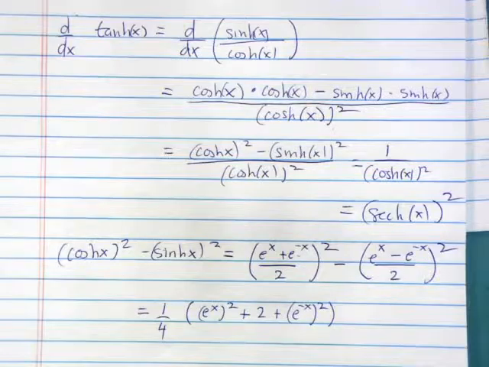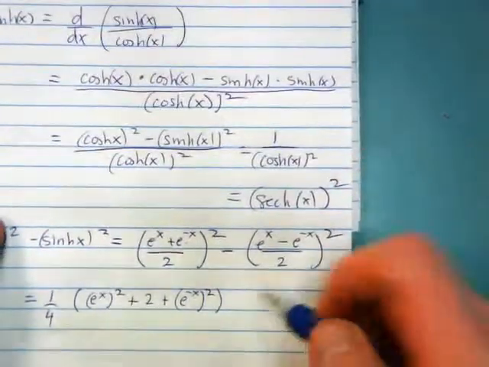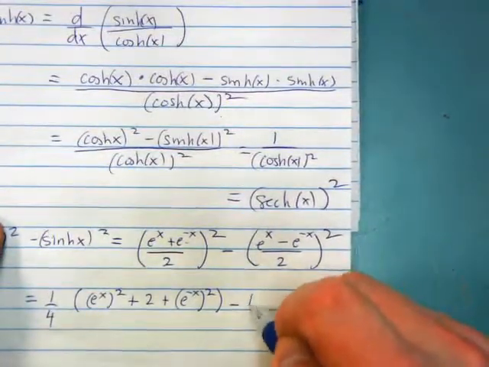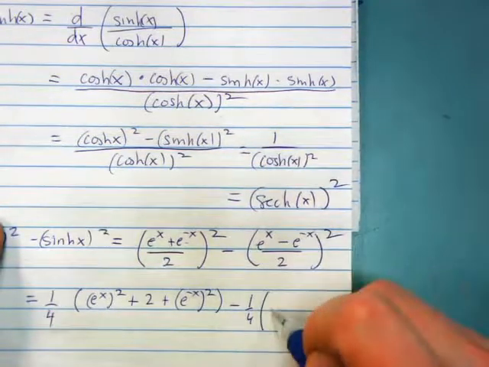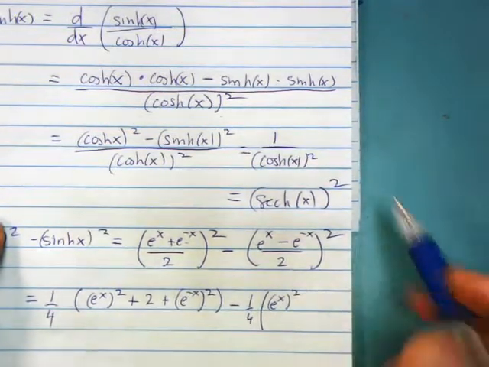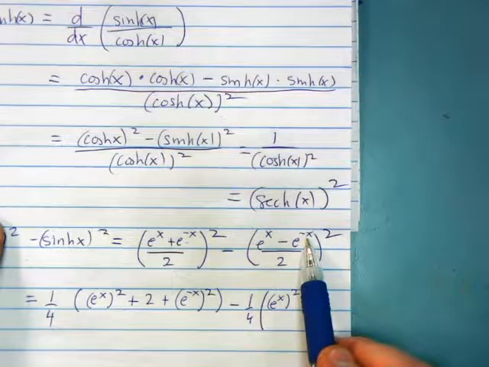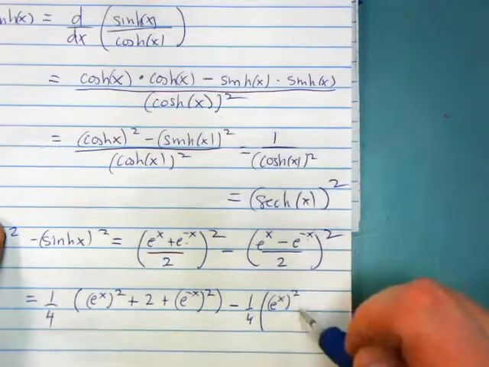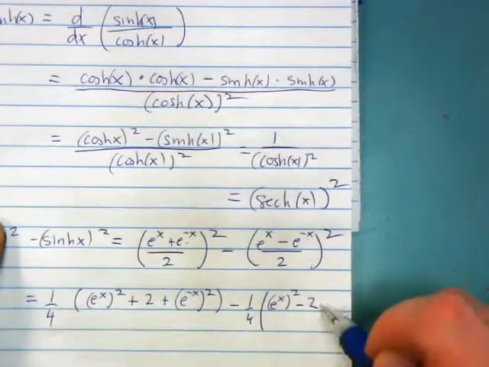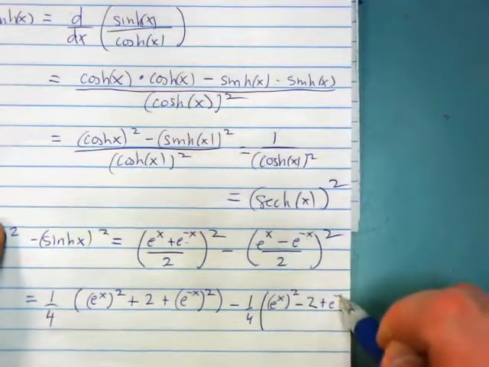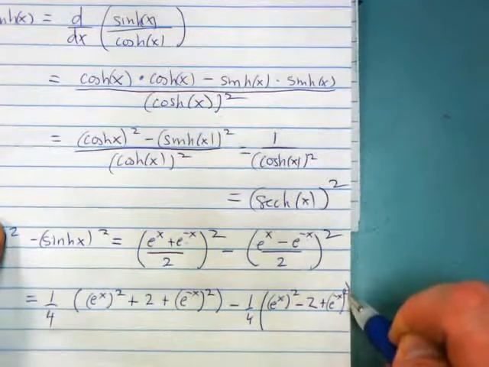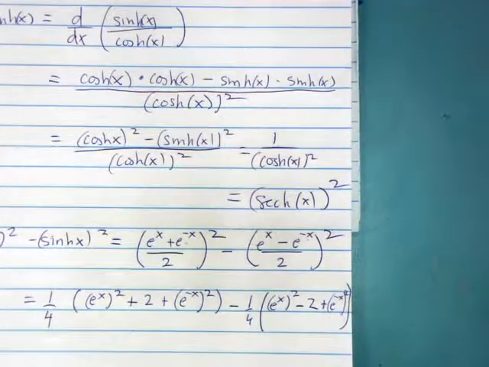Minus, and then I do the same thing here. 1/4. I square this one, I get e to the x squared. And again, I multiply these two things together, that gives me e to the 0, which is 1, but it's going to be a minus this time, so minus 2 plus e to the minus x squared. I need myself enough room there.